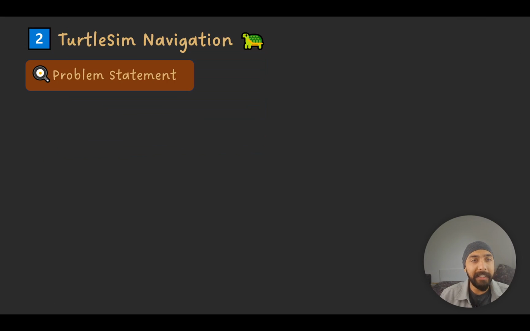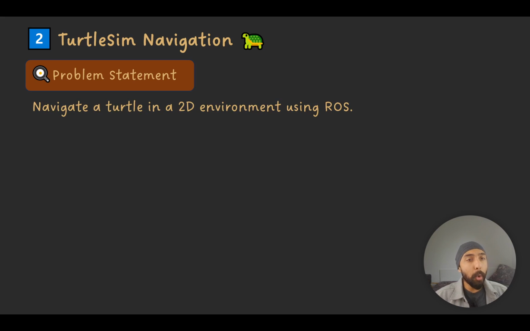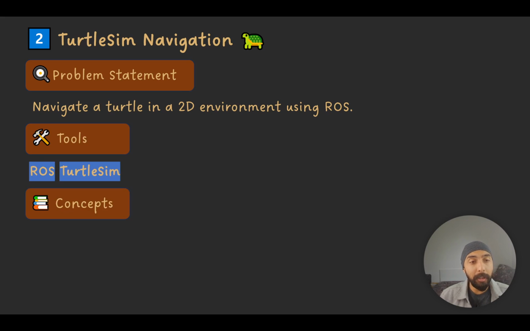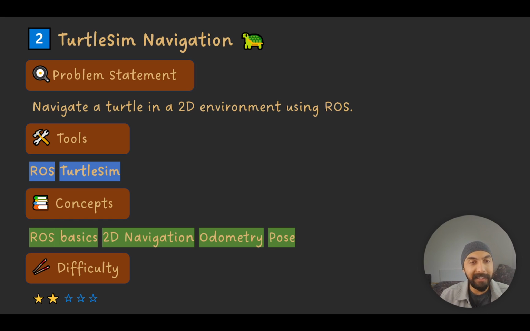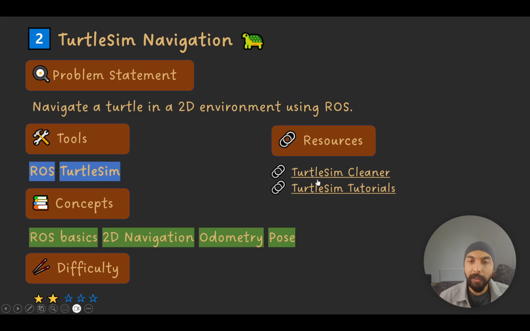This is another very simple project, and the goal is to navigate a turtle in a 2D environment using ROS. So that is it. And you use ROS and Turtle Sim, of course. The concepts that you can learn by doing this project: brush up your ROS basics, and get familiarity with 2D navigation, what is odometry, pose, all of these fundamental concepts. So this is also a very basic project, so I would give it 2 stars. And these are some of the resources that you can refer to.